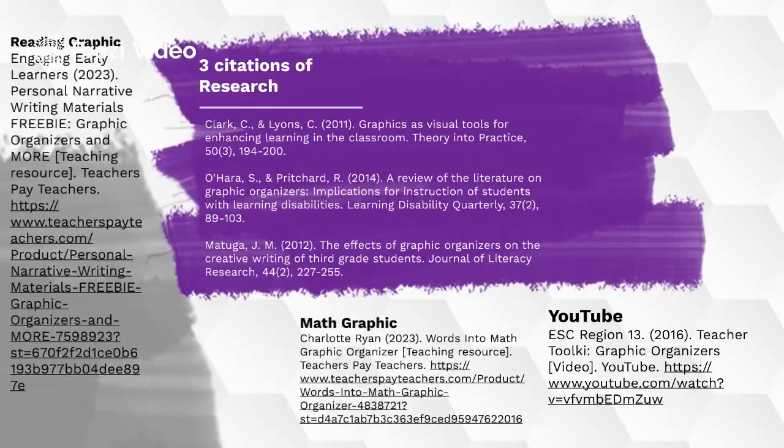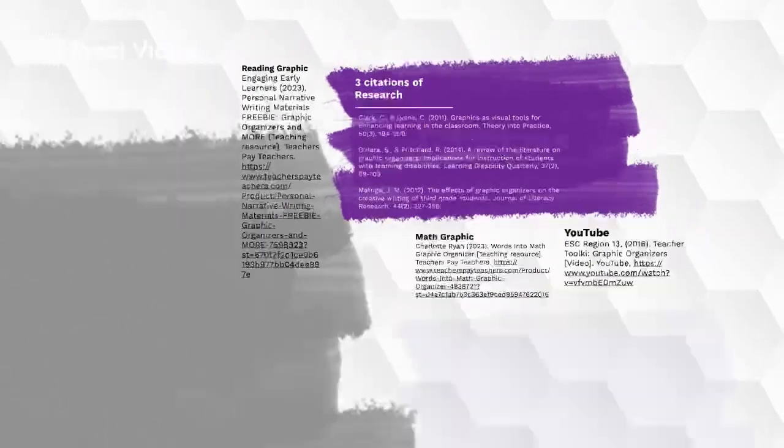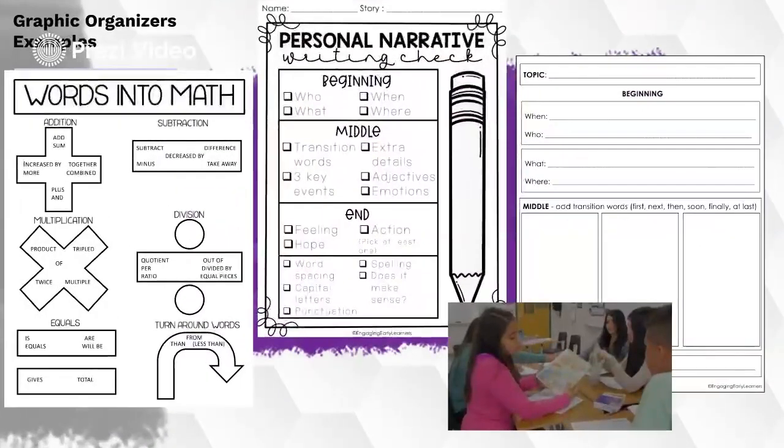Here are the citations. Again, everything here, if it has a link, it's a clickable link where you can go and get that resource. Here are a few examples of what graphic organizers can look like. Here's one for reading and writing, and then one for math. There are so many out there, but these are just a few that I wanted to pull up and share with you because they are really easy to use. And then here is also a YouTube video of what it looks like when you use graphic organizers in the classroom.